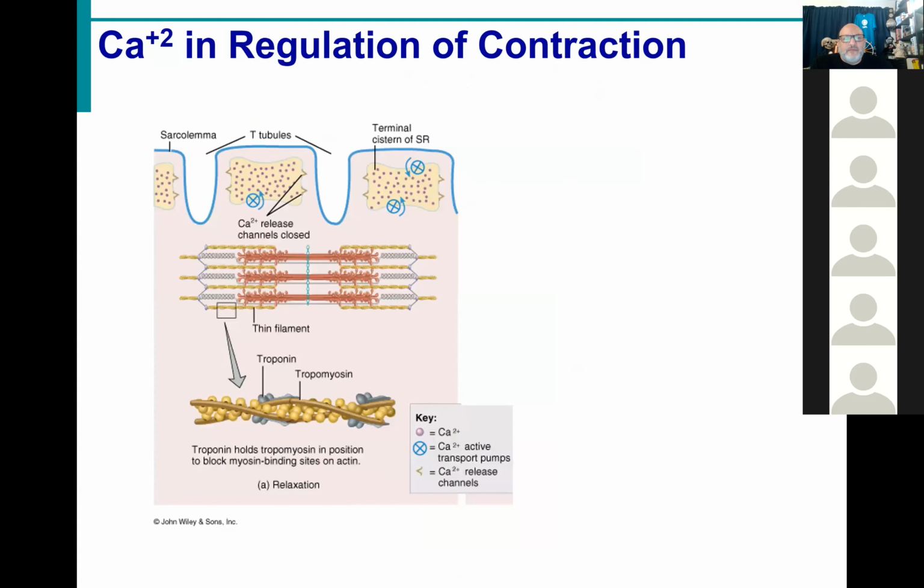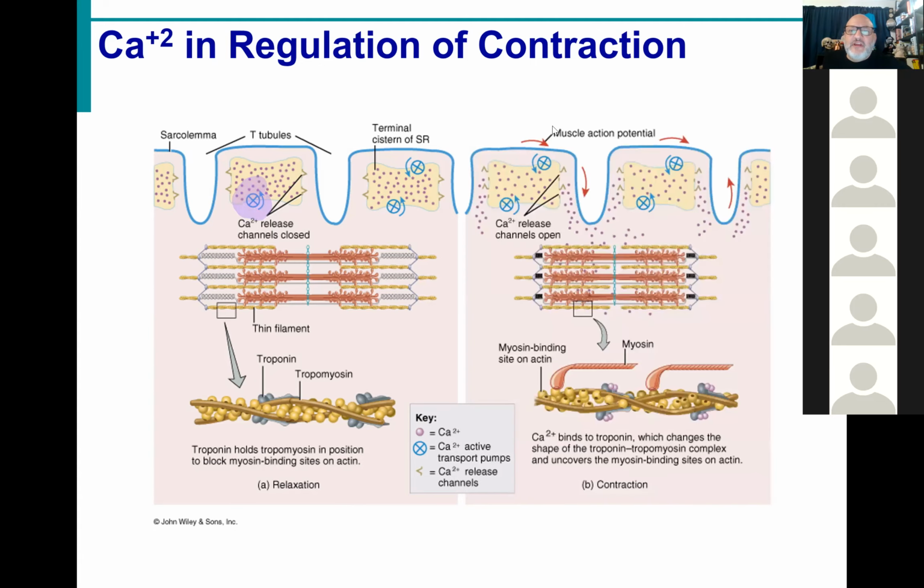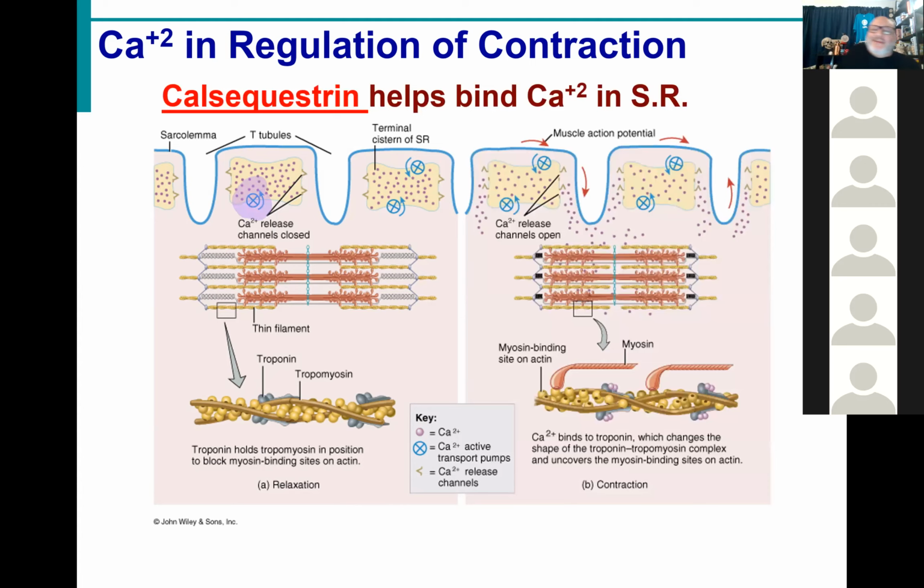One more. Again, here we see the cell is at rest. All the calcium is locked up in the sarcoplasmic reticulum. Here are those pumps that we talked about, keeping it locked up in the sarcoplasmic reticulum. And remember, as I mentioned, there is a special protein found inside of the sarcoplasmic reticulum that helps to store and keep the calcium inside. It is called calsequestrin. Right?